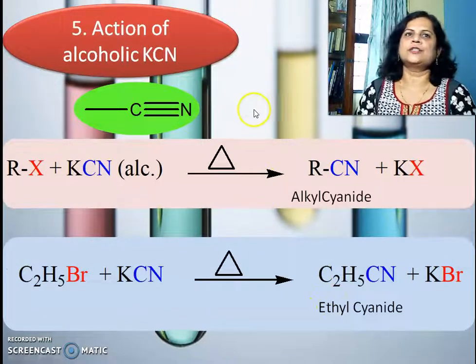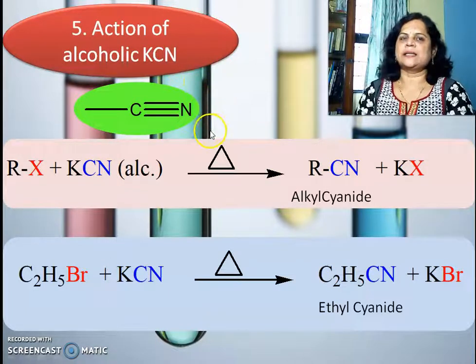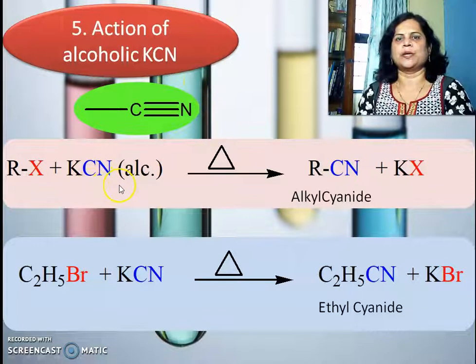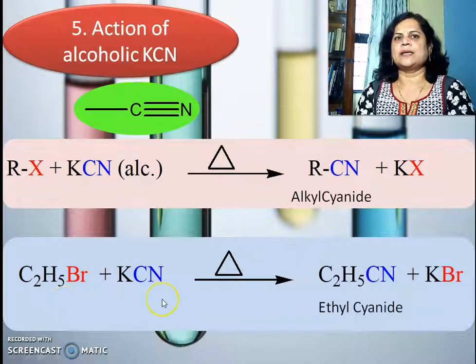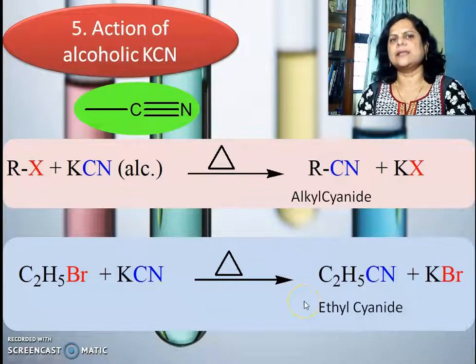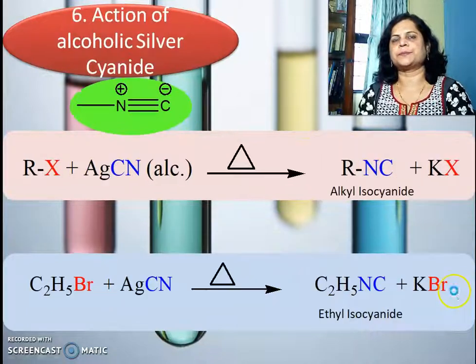Next reaction: action of alcoholic potassium cyanide. In the case of potassium cyanide, X is replaced by the cyanide group, and what you get is alkyl cyanide. See the reaction: ethyl bromide when reacted with KCN forms ethyl cyanide. We can use any alkyl halide here, primary, secondary or tertiary, and according to that we get the product for all the substitution reactions.